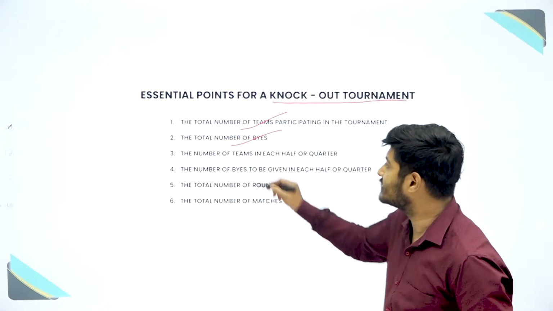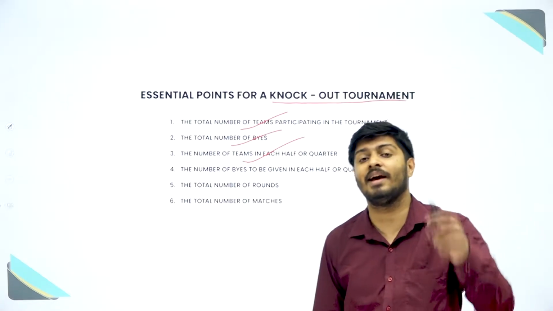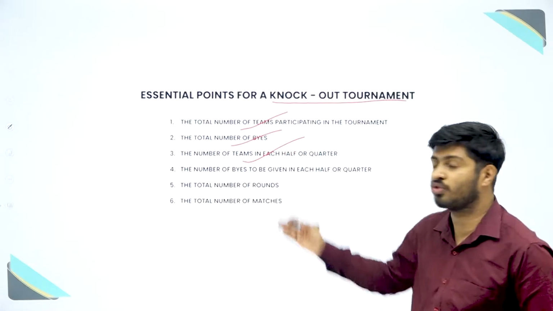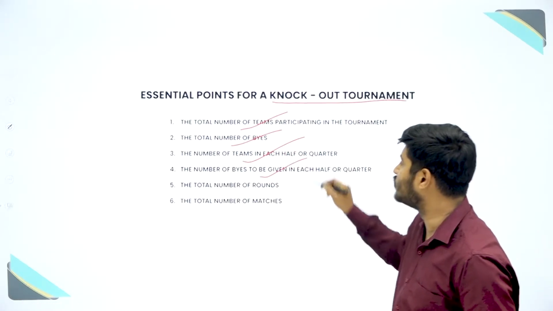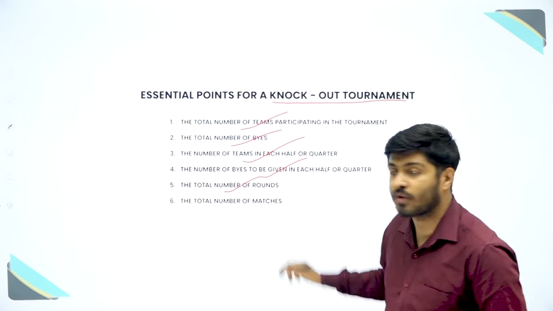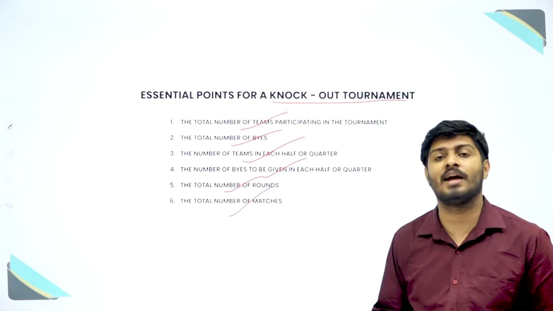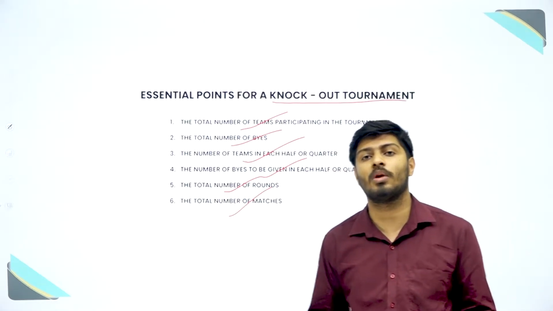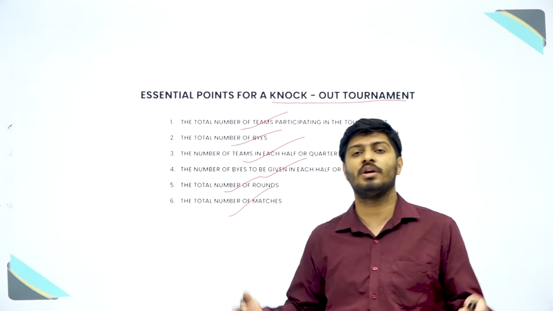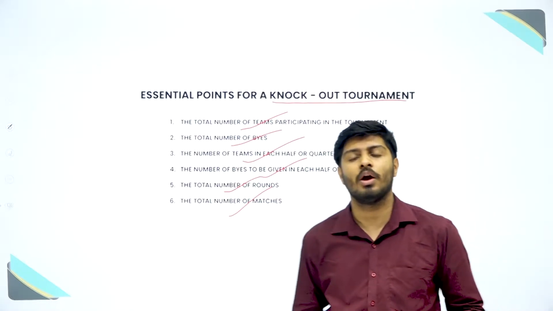The third point is the number of teams in each half or quarter of the tournament; that also you should know. Then the number of byes to be given in each half and quarter, the total number of rounds the teams will be going through, and the total number of matches that will be conducted in the tournament. So these are the things you need to know to draw the fixture. These are the essential points for a knockout tournament.